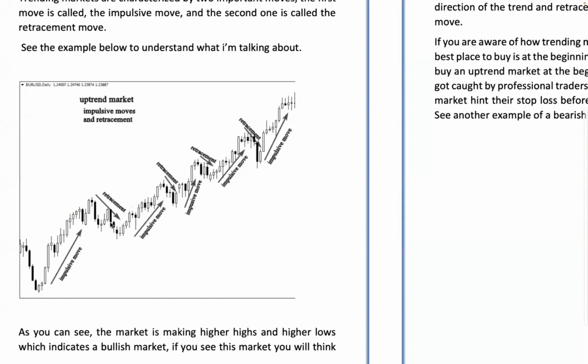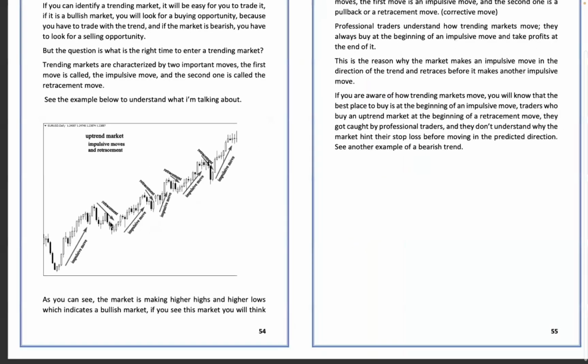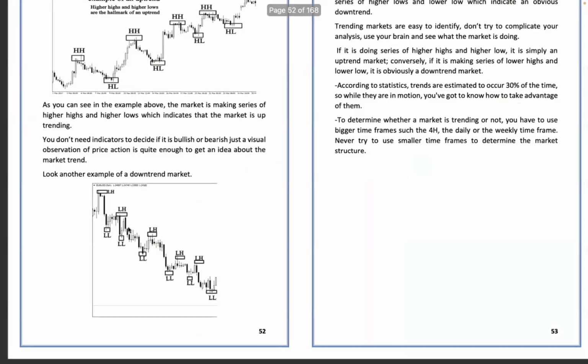So an impulsive move shows that the buyers are in charge. Impulsive moves show the strength of the buyers if it's an uptrend, or the strength of the sellers if it's a downtrend. Impulsive moves always lead to a higher high or a lower low. When we come back here, you can see that this impulsive move caused price to create a high. This impulsive move here caused price to create another high, higher than the previous high.